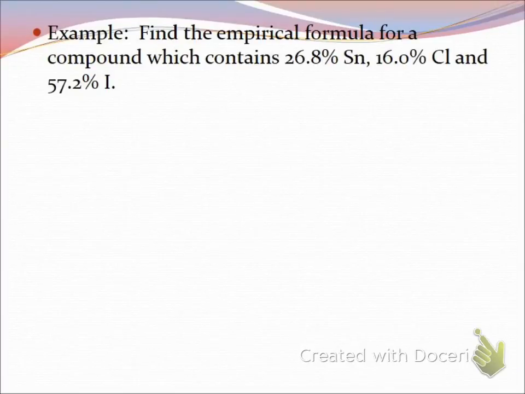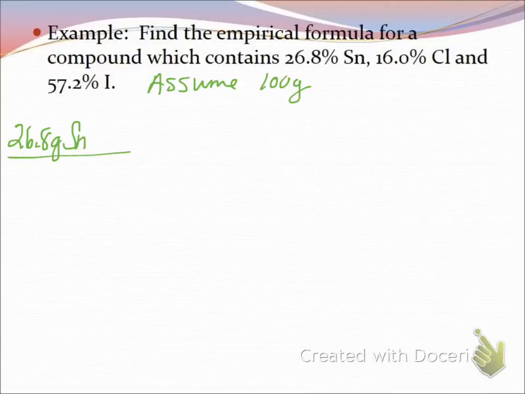Okay. All right, let's do another empirical formula. This one has 26.8% tin, 16% chlorine, and 57.2% iodine. Since we are in percentage, we are going to assume 100 grams. When I assume 100 grams, now how many grams of tin do I have? 26.8 grams of tin. I'm going to divide that by its molar mass, which is 118.71.